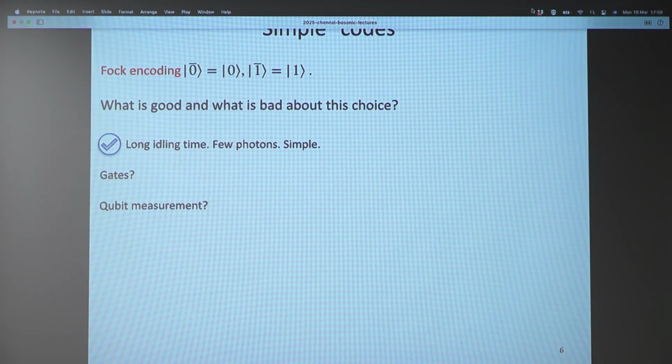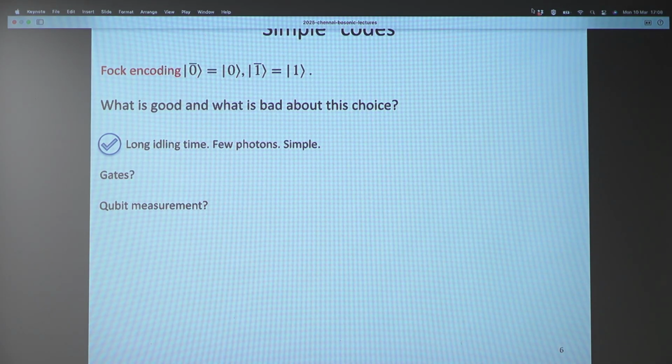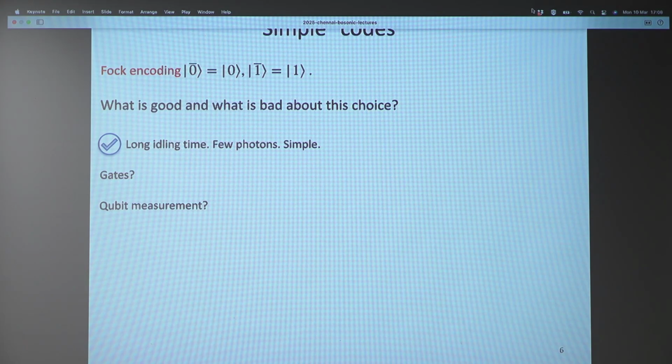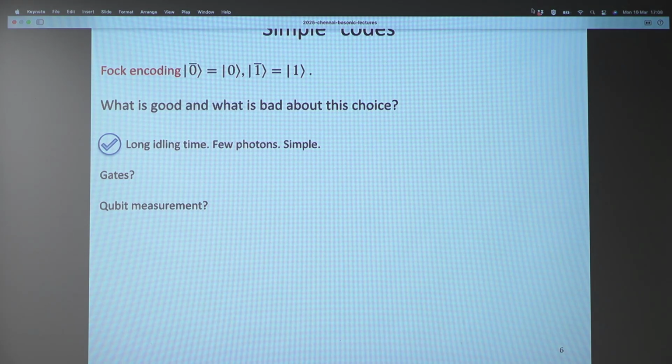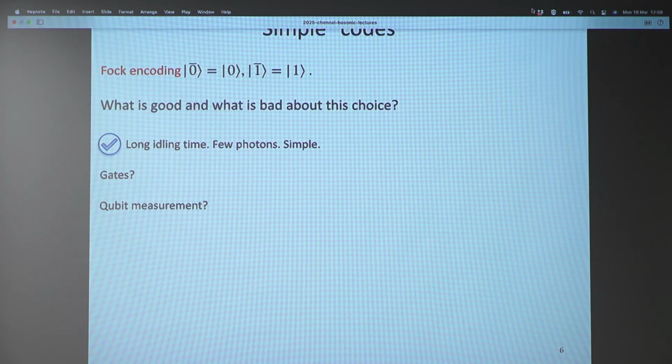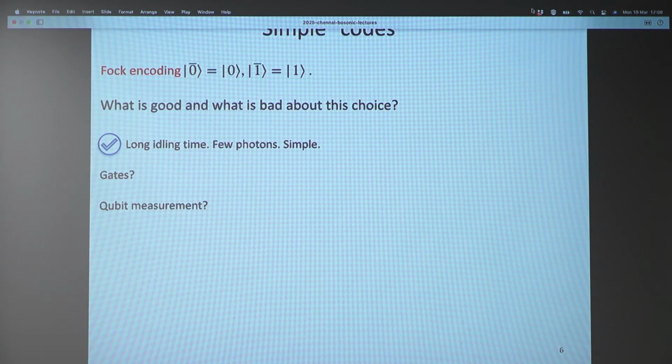All right, but why is this not a very good encoding? Can somebody give some thoughts on why you would not choose this encoding? I mean, I'm just having a harmonic oscillator, taking the two lowest levels, calling them 0 and 1. What do I want to do with the qubit? Yes? Right, right. So this is the point.